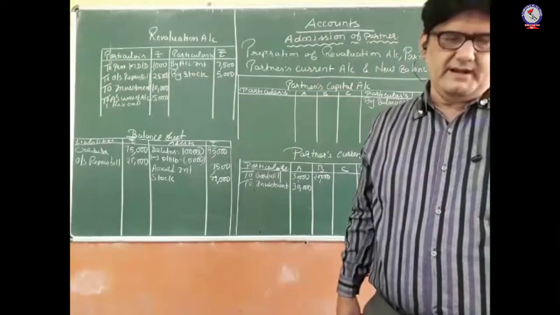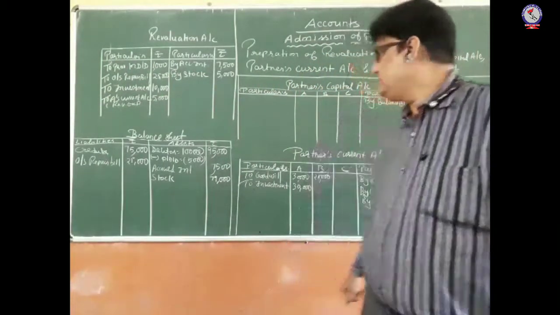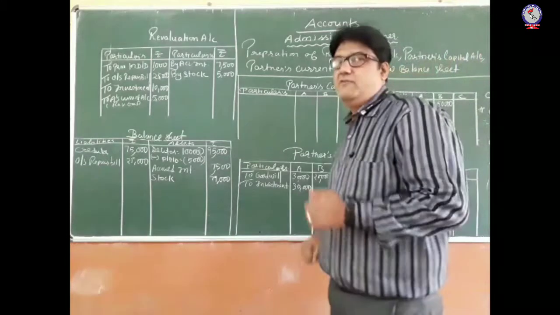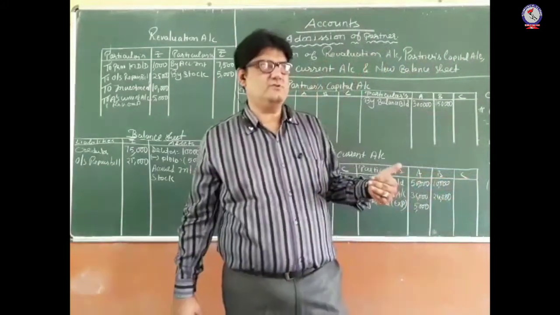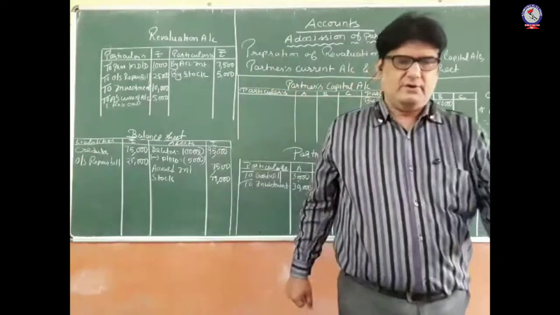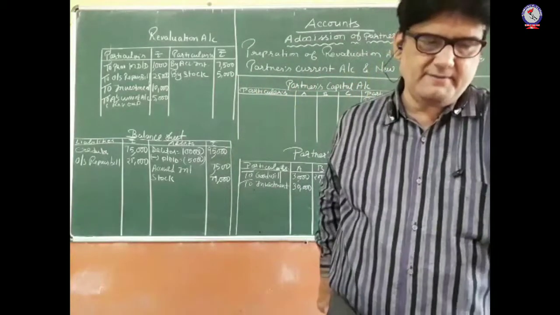Then it is said that new profit sharing ratio is 4:3:2. So new profit sharing ratio 4:3:2, which will be helping us in finding out the sacrificing ratios of the partner because we have to take the adjustment of goodwill. तो अब नया एडजस्टमेंट आ रहा है रिलेटेड विद गुडविल.